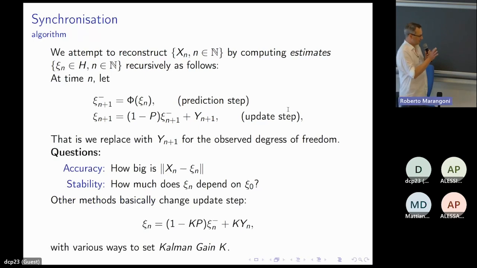So just as a side remark, there are other more sophisticated approaches to synchronization, and what they mostly do is use a slightly more sophisticated version of this update step. You can see that this is sort of an operator convex combination of your prediction and your observation, and you can make this more sophisticated. You can, for instance, introduce this Kalman gain matrix K here, whereby you weigh between your predictions and your observations. And there are various ways to set this Kalman gain, but I'm not going to talk about this. I will simply assume that this gain is 1, basically.